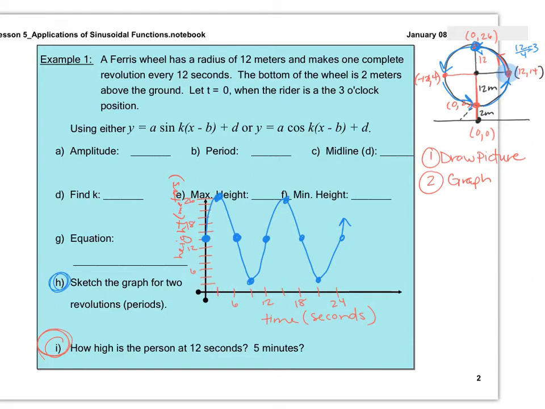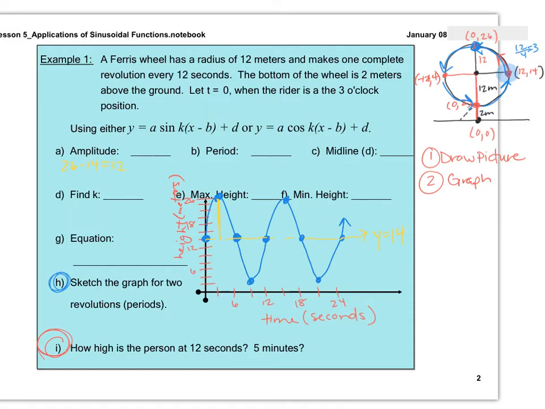Let's look at the midline. Where is the midline? Well, I'm noticing right across here is the midline, and that is at y equals 14. The other question that I'm wondering is, what's the amplitude? So think from that midline up to the maximum. How far is that? Well, what I would do is I would take 26 minus 14. 26 minus 14 is 12.